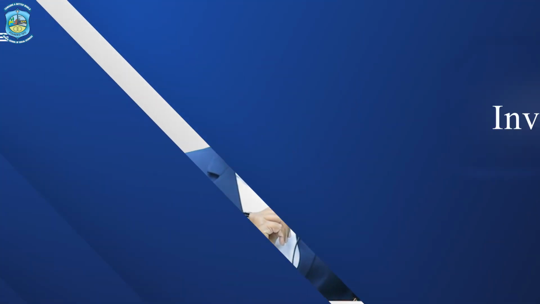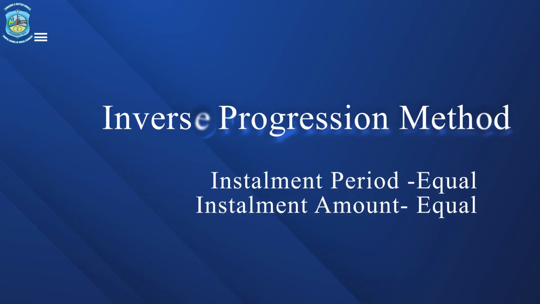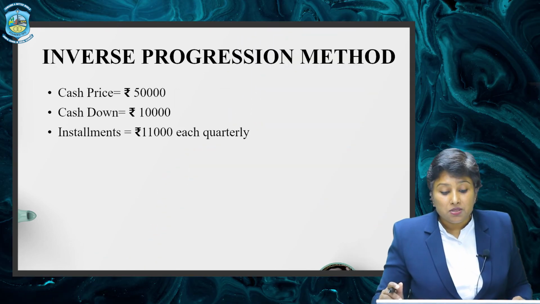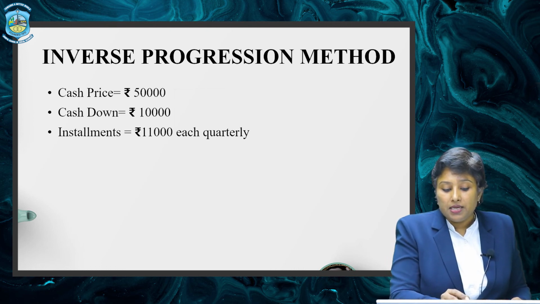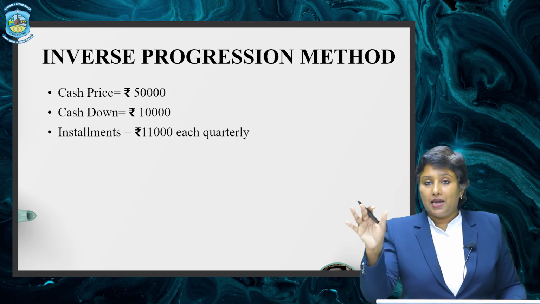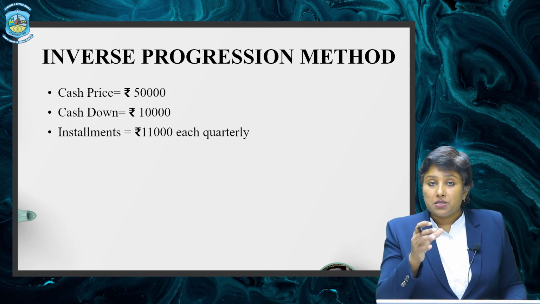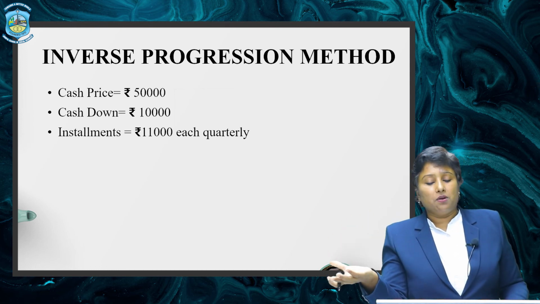The last method, that is the inverse progression method, is the simplest method of calculating interest. In this, each installment is equal and the time period is also equal. So simply you need to find the interest and divide it in the ratio of the outstanding number of installments. That is it. Here the example: the cash price is given as 50,000, the down payment is given as 10,000, and each installment is 11,000, paid annually or quarterly, whatever it may be. Let us find the total hire purchase price. Here in this question, the hire purchase price in aggregate is not given. Let us find out. It's very simple.